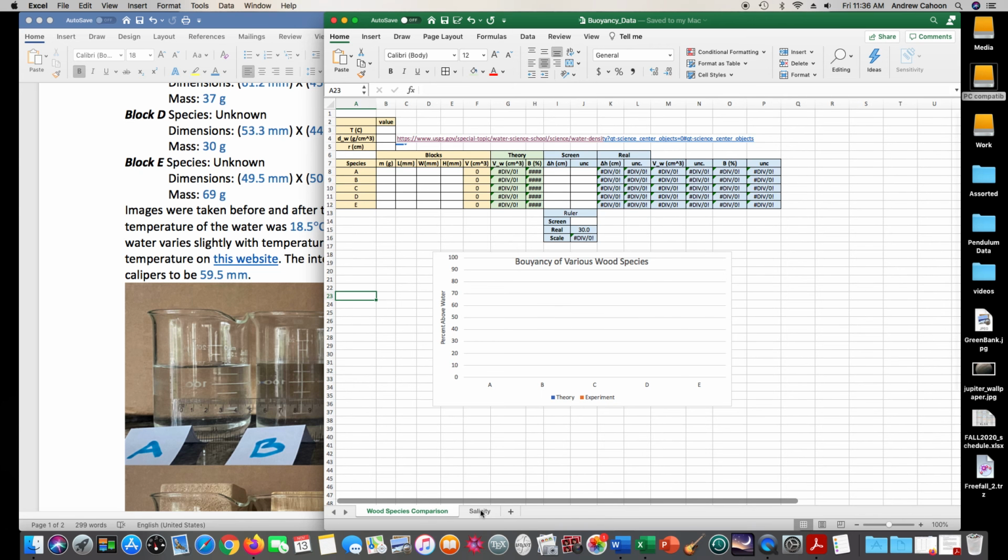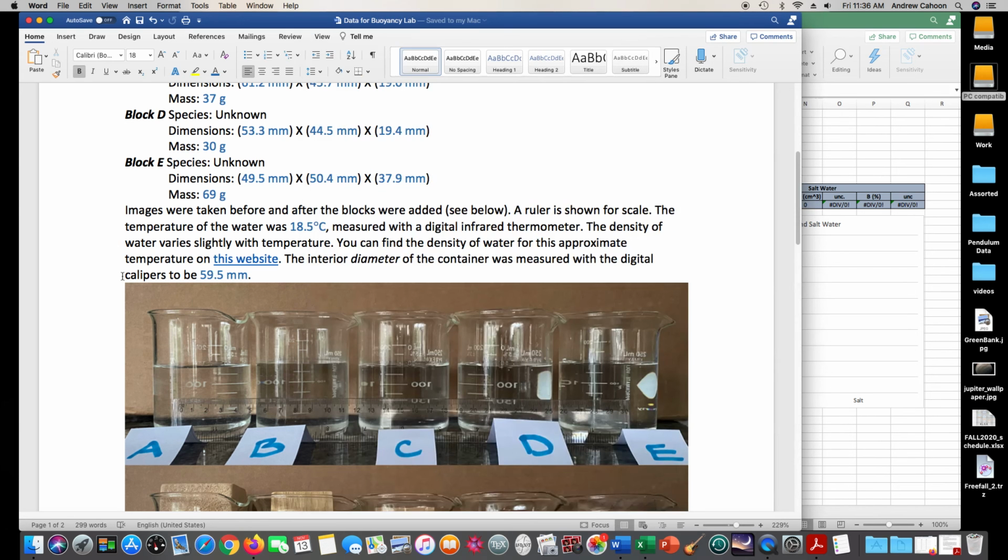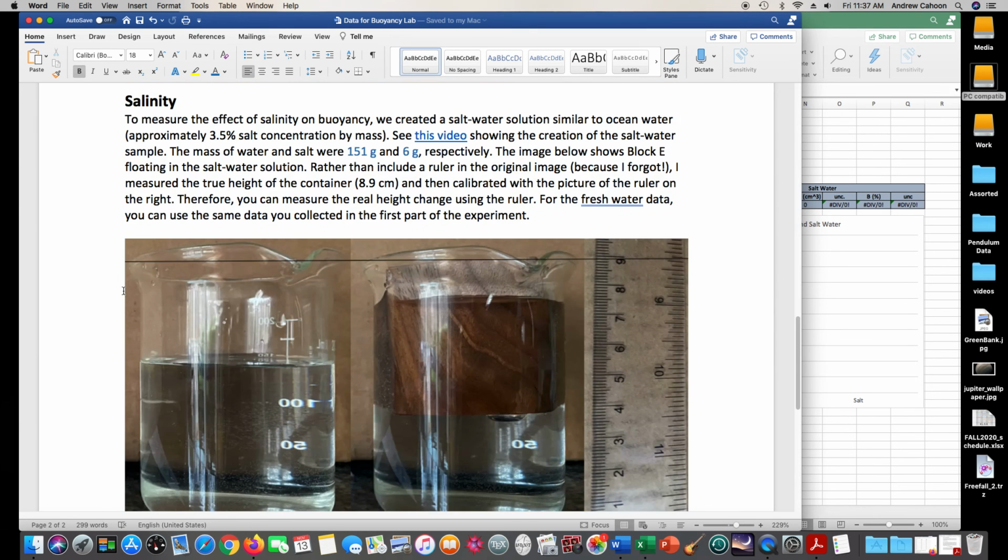In the second part of the experiment, you're looking at salinity. To measure salinity, you need to make a salt solution. If you click the link in this document, it'll take you to a video which shows me making the salt solution, so you can see that process there. In that video, you'll see that the mass of water used was 151 grams, and the mass of salt used was 6 grams. So you can use that information to calculate the concentration of salt and ultimately the density of the salt water.